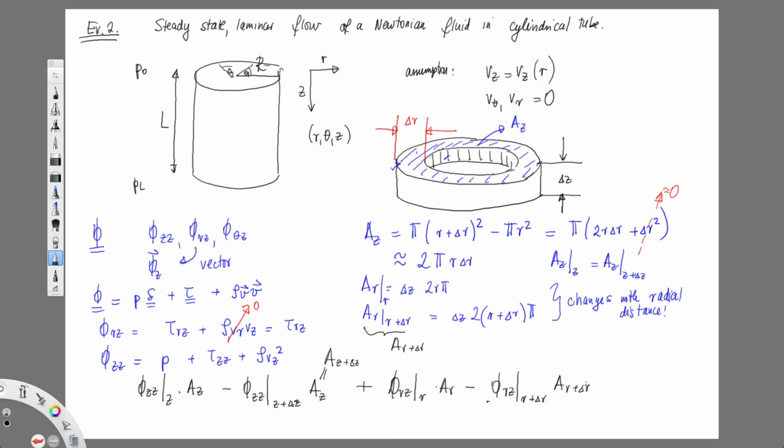I have no other surfaces to go in or out from. And now I just need to add external forces. What is the external force here? Standard one, gravity, so rho G. I also need to multiply it by volume. So my volume is basically this area AZ times delta Z. So plus rho G times AZ times delta Z. This is my external body force.